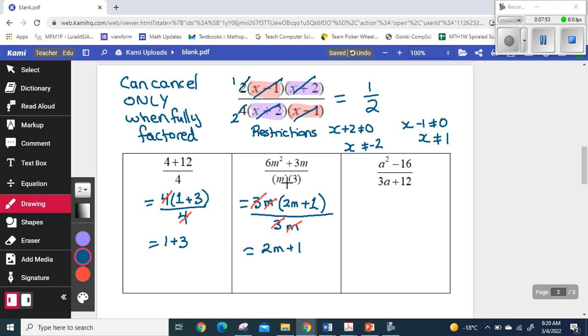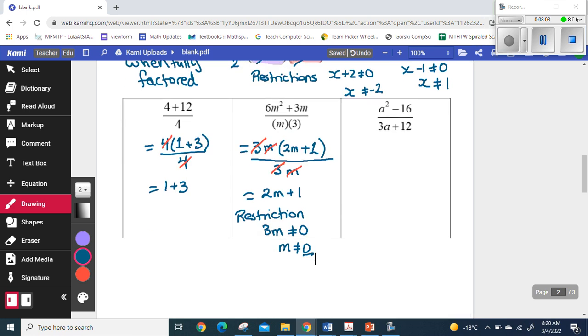Because I had an m in the denominator, I do still have a restriction. So 3m cannot equal 0, which means m cannot equal 0, right? Because 0 divided by 3 is just 0. Should we write that in? Eliminate the secrets, right? Divide both sides by 3. M cannot equal 0.